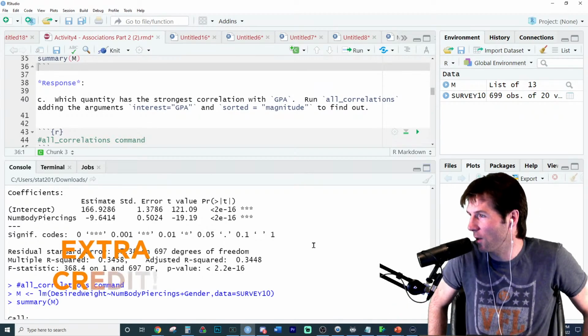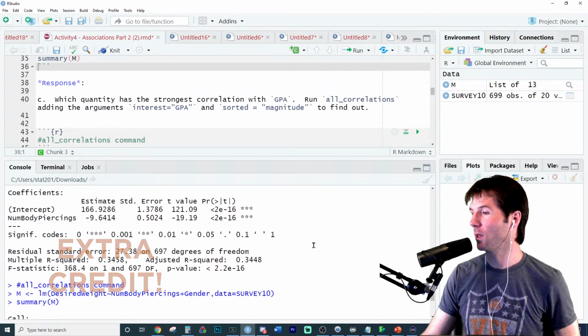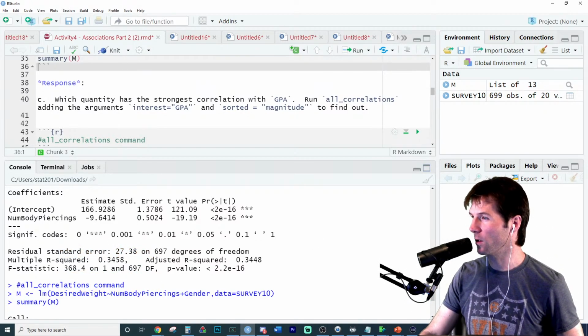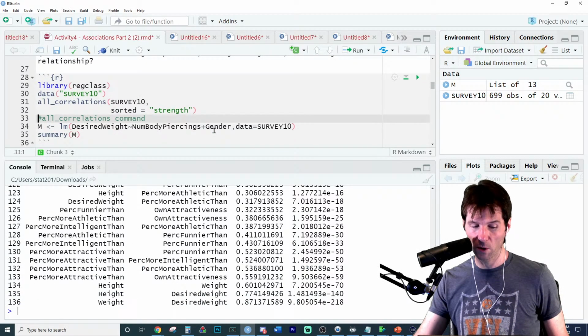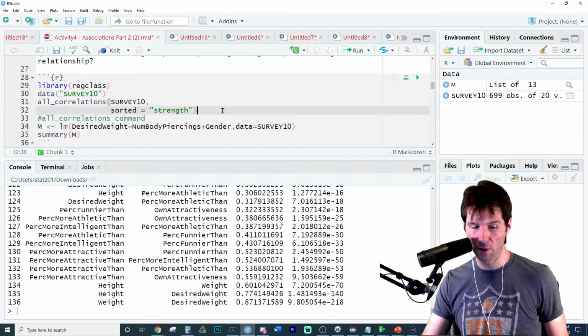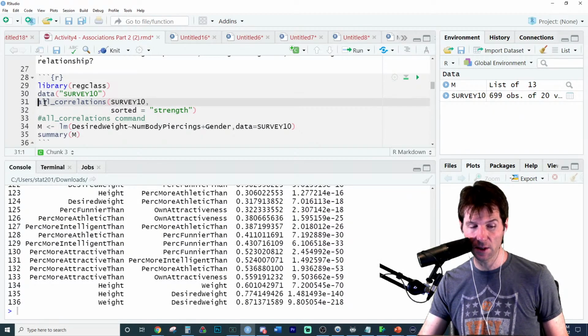Trying to think who asked the question right here. Does this answer your question about what it's looking for, James? On activity 4, 1B, I'm not sure what output to use to determine the relationships. So the output we're going to look at right here is the all correlations. What we could do is store it into an object.